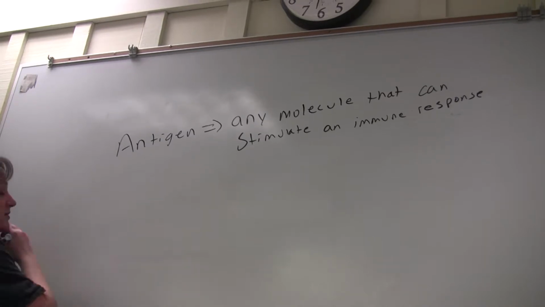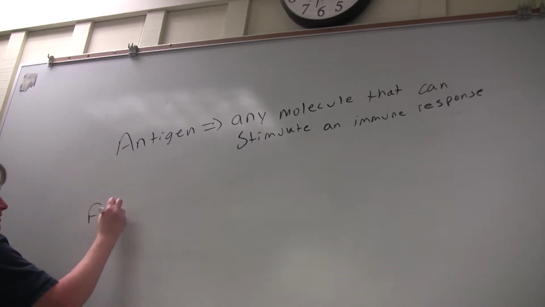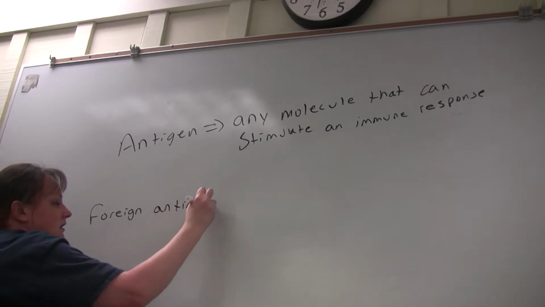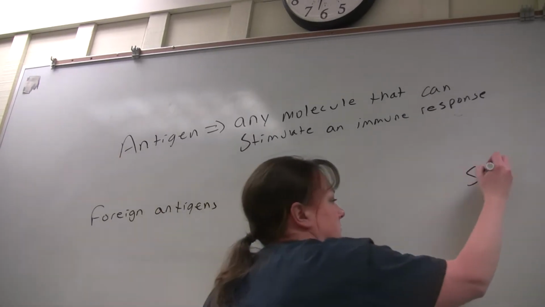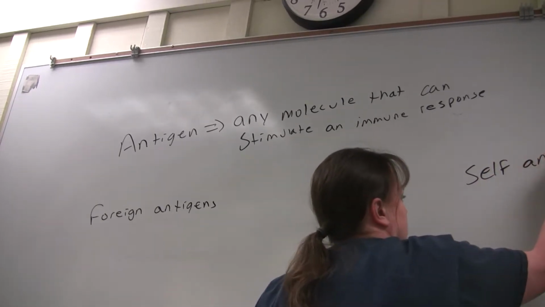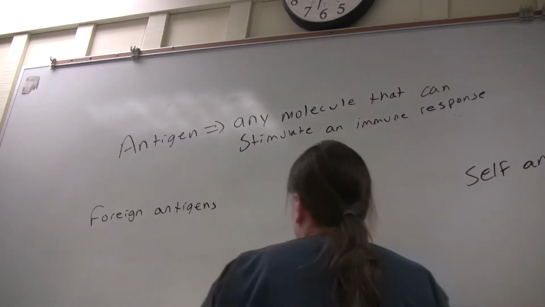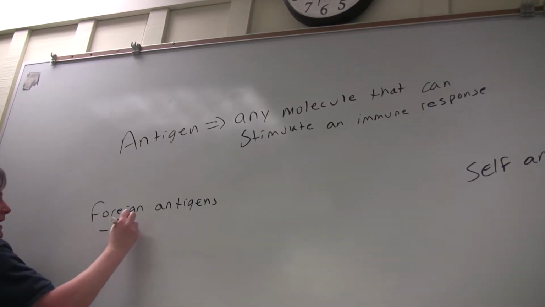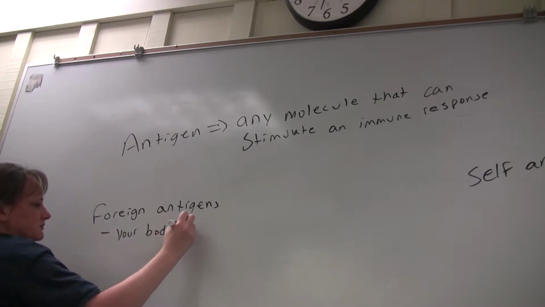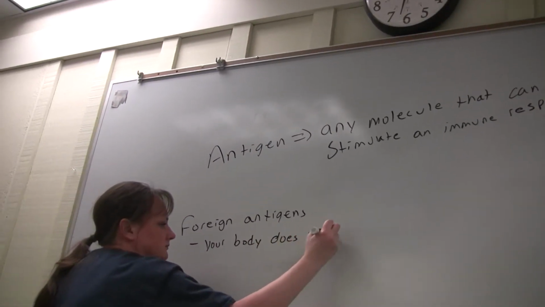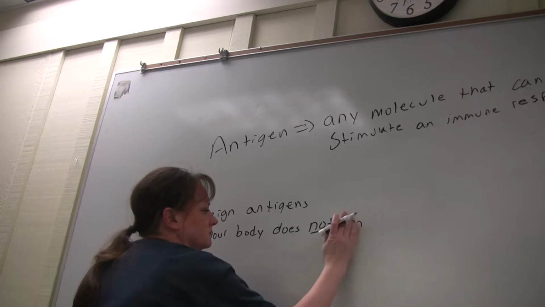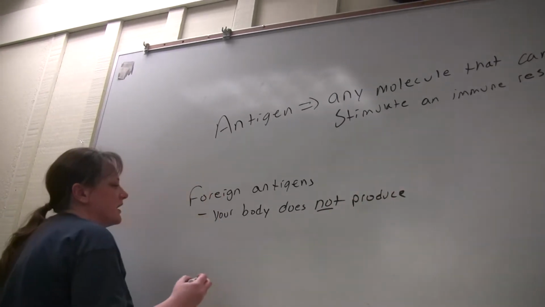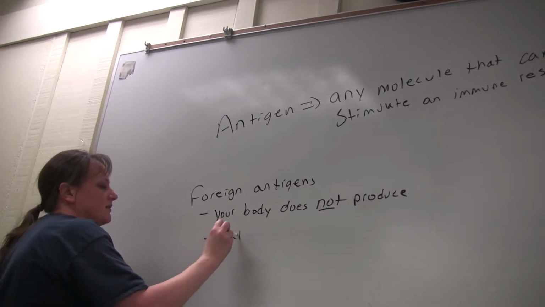Now there are 2 types of antigens. We have foreign antigens and we have self-antigens. Let's put in here for foreign antigens: your body does not make, let's say produce, them. So when we say foreign antigens, really what we're talking about are pathogens.